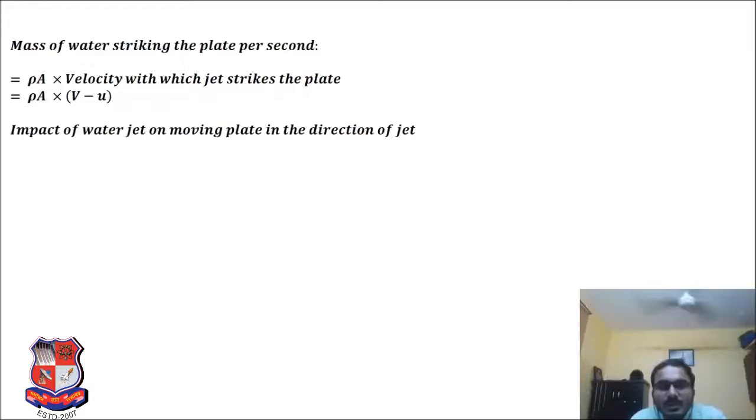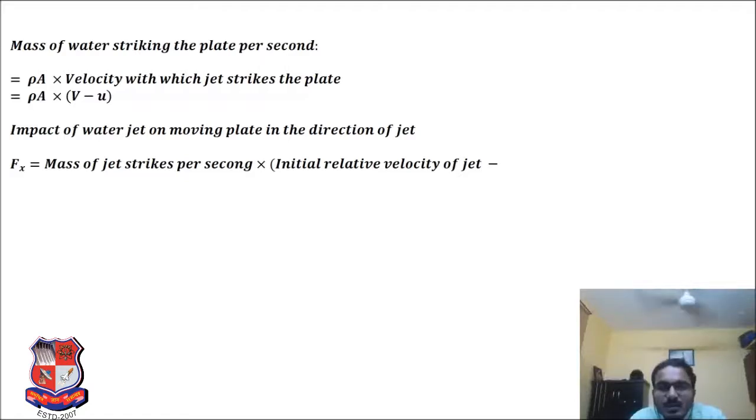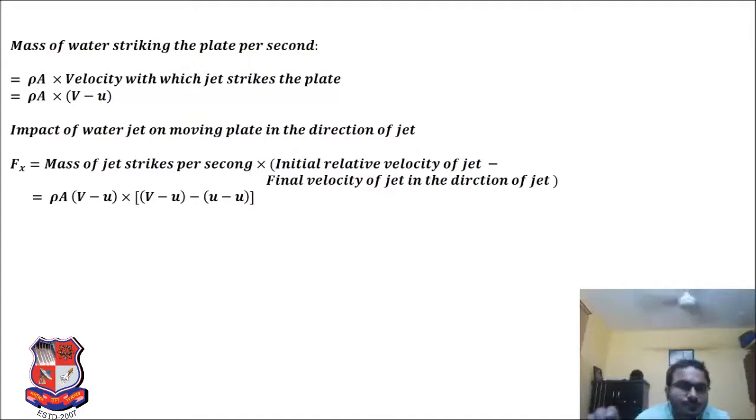And impact of jet on moving plate in the direction of jet, which is fx. So it is mass of jet striking per second. Here a typo is there, it is second. Multiplied by initial relative velocity of jet minus final relative velocity in the direction of jet. So it will be rho a v minus u, which is same as here, and initial relative velocity is v minus u, and final velocity is written as u minus u.